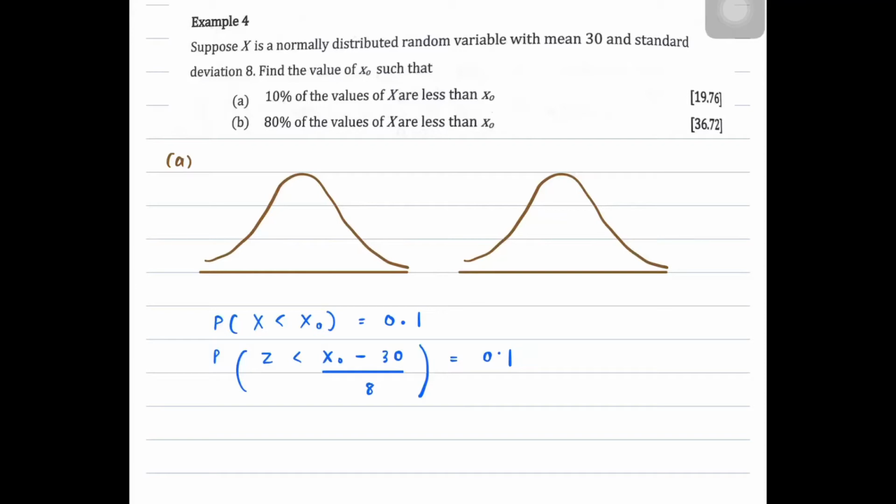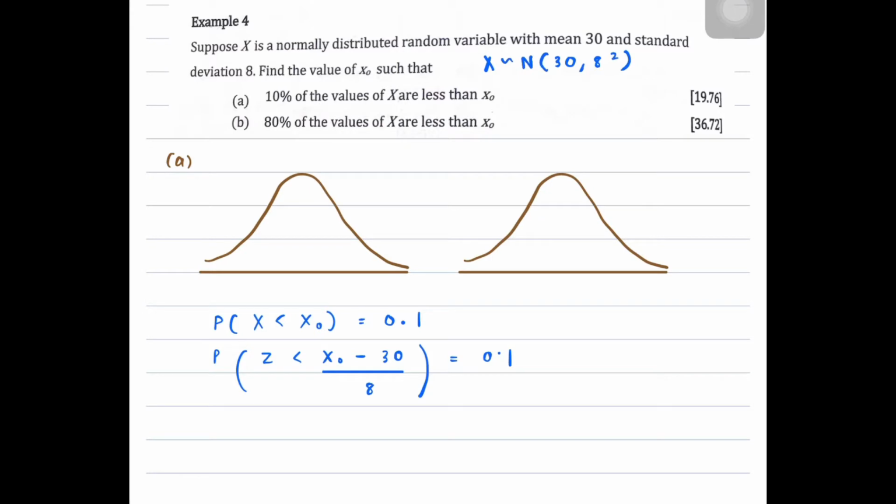Okay, for example 4, suppose x is a normally distributed random variable with mean 30 and standard deviation 8. Find the value of x0 such that, so you have these two questions, A and B. How can you have the notation of the normal distribution? X follows normal. The first number is referring to the mean, 30, and the second number is referring to the variance. So you have 8 square.